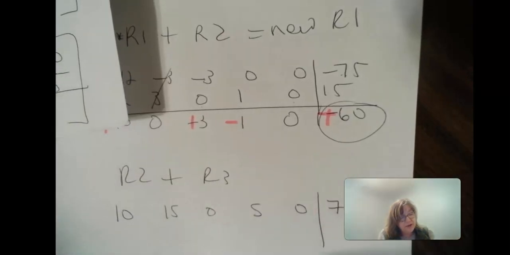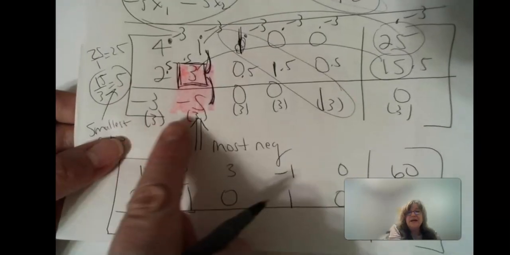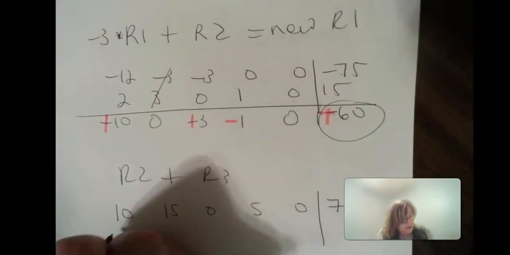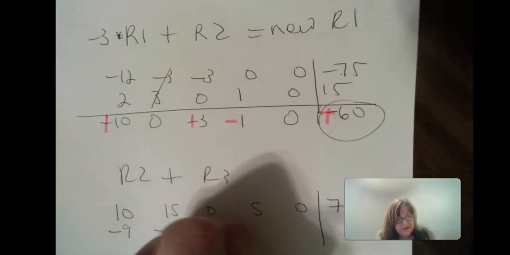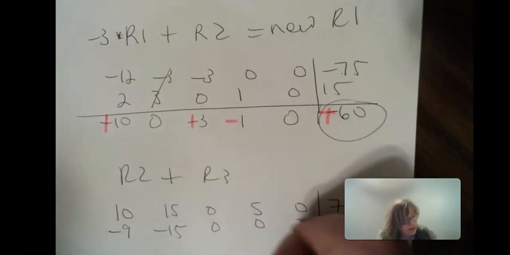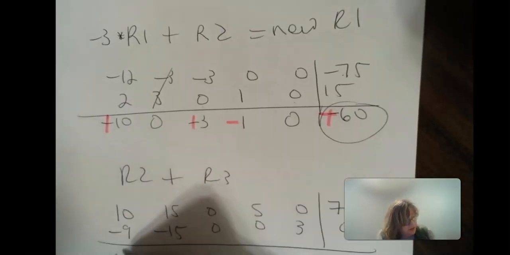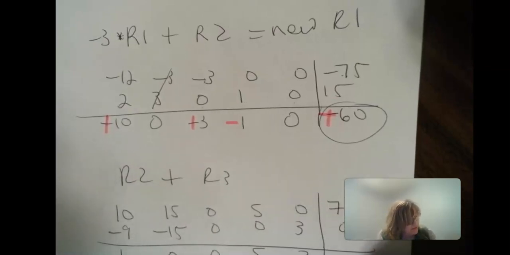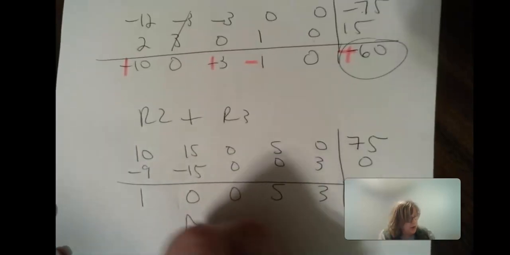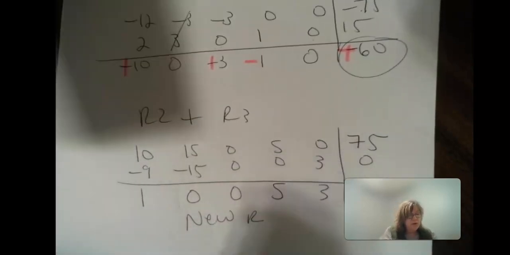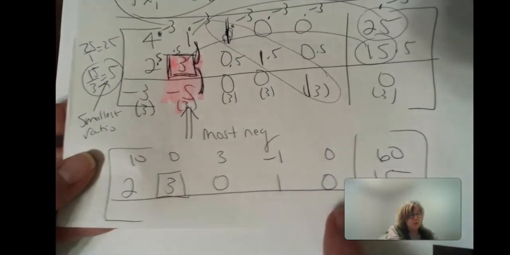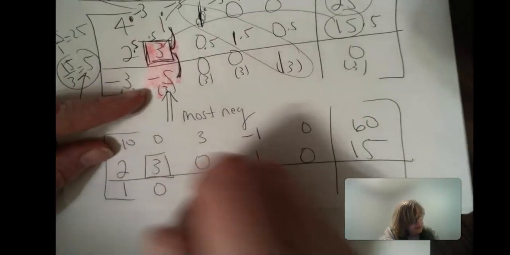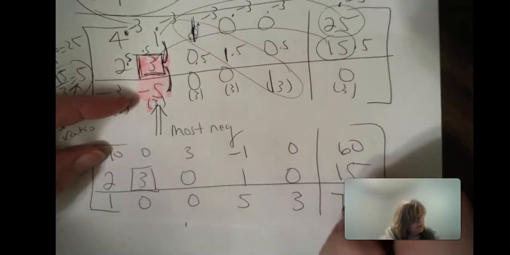All right, and then on the bottom row, I get negative 9, negative 15, 0, 0, 3, 0. So I'm going to write that down. Negative 9, negative 15, 0, 0, 3, 0. So I get 1, 0, 0, 5, 3, and 75. That is my new row what? Well, your pivot row is permanent, so that must be my new row 3. So I'm going to write that down. 1, 0, 0, 5, 3, 75.